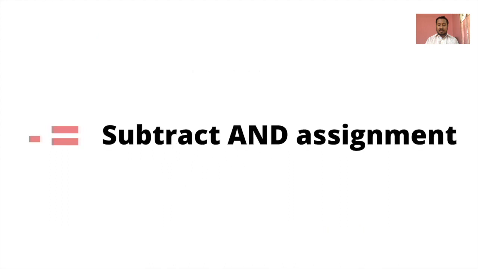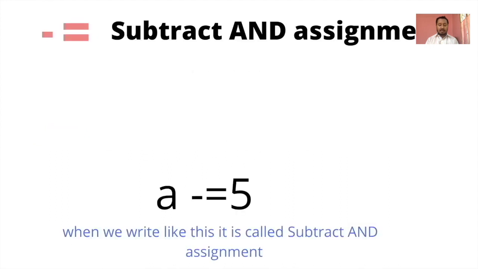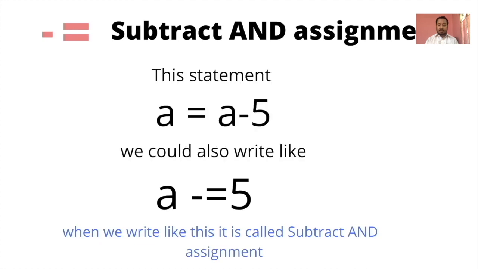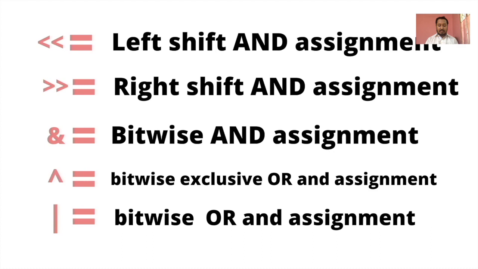This is the subtract AND assignment operator (-=). It works by subtracting the right-hand side variable or value from the left-hand side variable and assigning the result back to the left-hand side variable. For example, a = a - 5 and a -= 5 have the same result. Similarly, there are other assignment operators also.